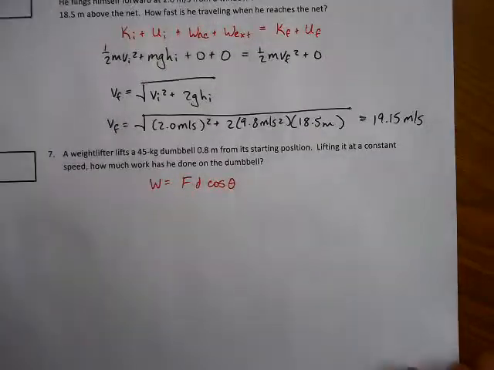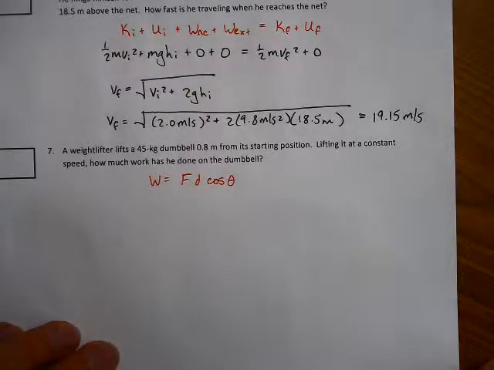Finally, number 7. Number 7 is much easier and more straightforward. It's just calculating work using the equation: work is Fd cosine theta. A weightlifter lifts a 45 kilogram dumbbell 0.8 meters from its starting position, lifting it at a constant speed. How much work has he done on the dumbbell?